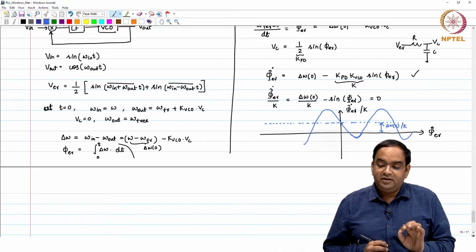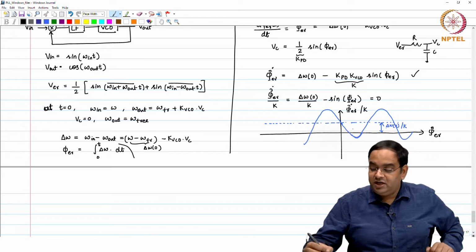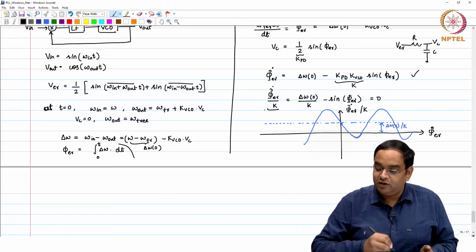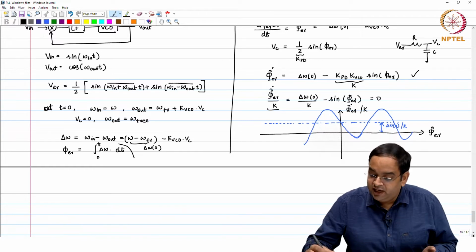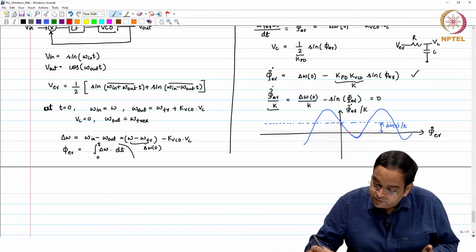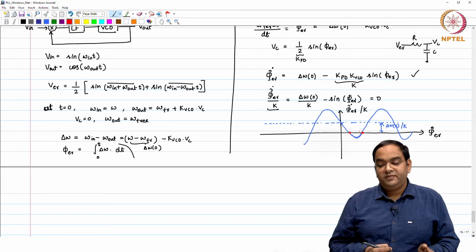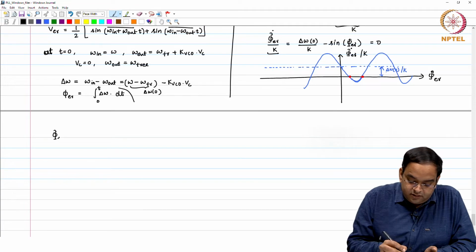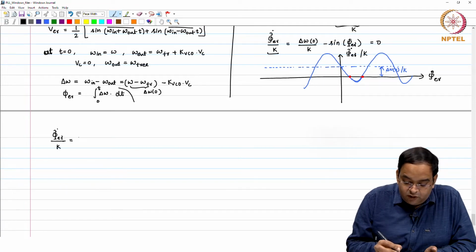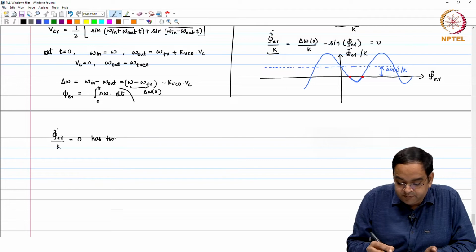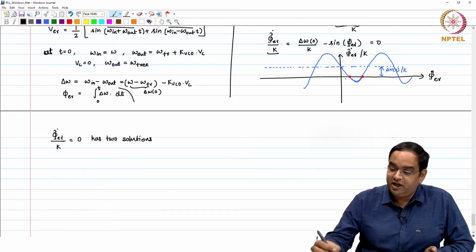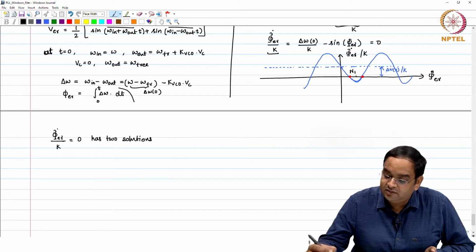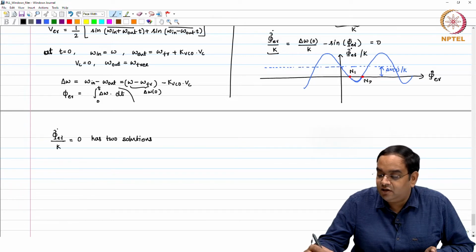So, in order to find the solution for the above equation, we just need to know wherever this variable equals 0, and we see that there are two such points. One is this, the other is this. So, the equation phi error dot by k equal to 0 has two solutions as shown in the plot. I call the left one N1, and the right one I call N2.